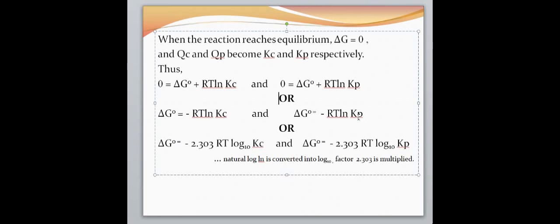Now when I convert the natural log to log to the base 10, remember I told you that you need to multiply with a factor of 2.303. So delta G0 is equal to minus 2.303 RT log to the base 10 Kc, and delta G0 is equal to minus 2.303 RT log to the base 10 Kp. So this is the relationship between the Gibbs function and the equilibrium constant, and also an equation wherein delta G, that is, Gibbs energy, is equal to 0.